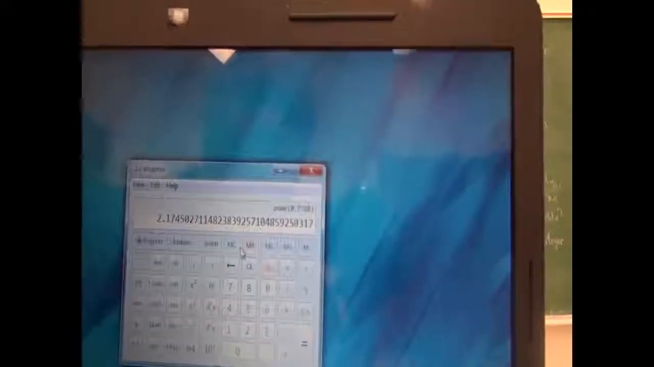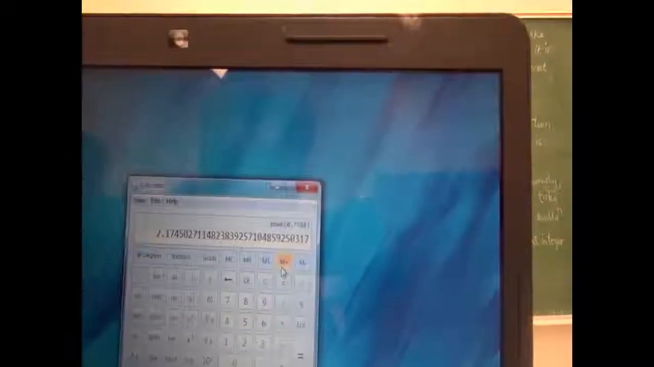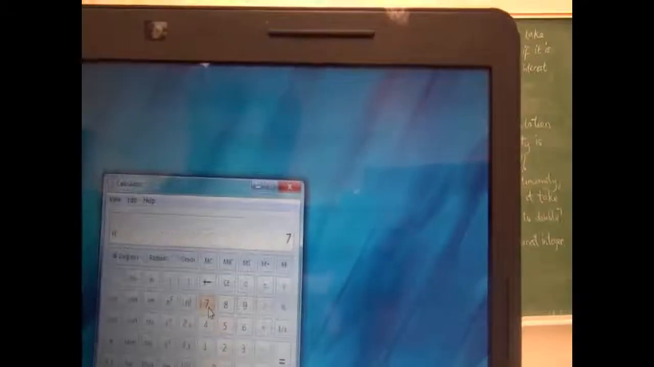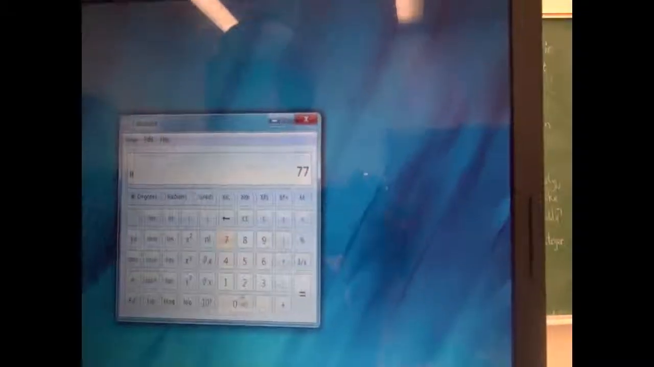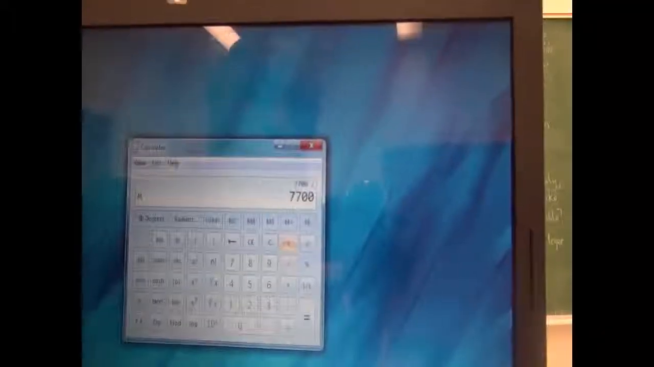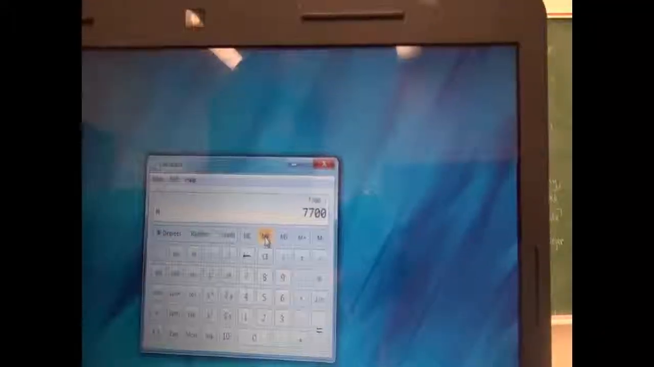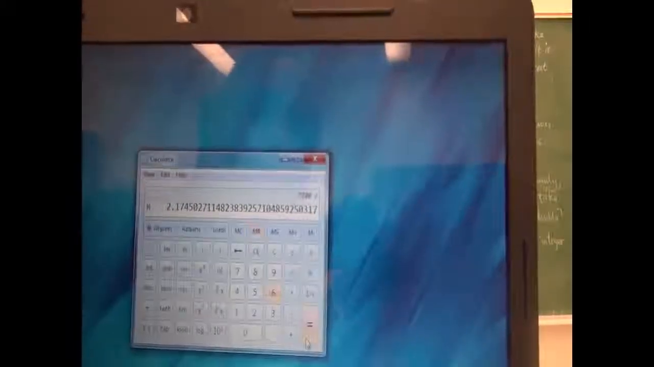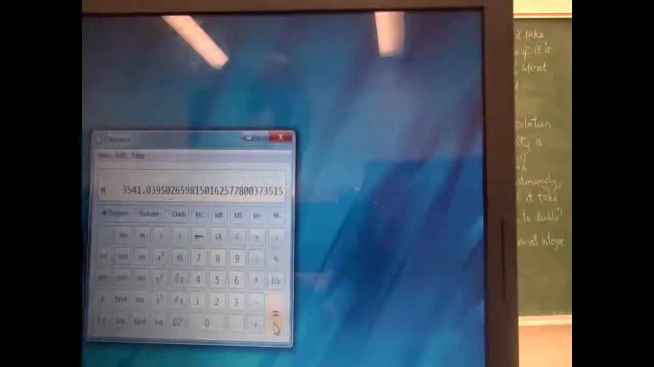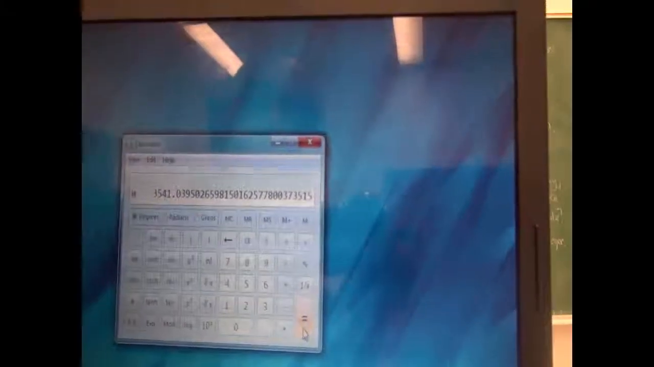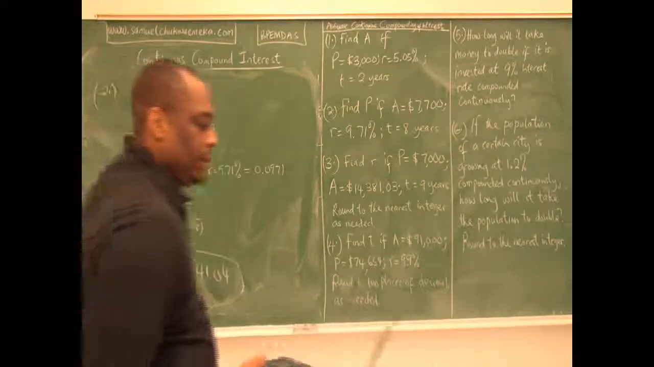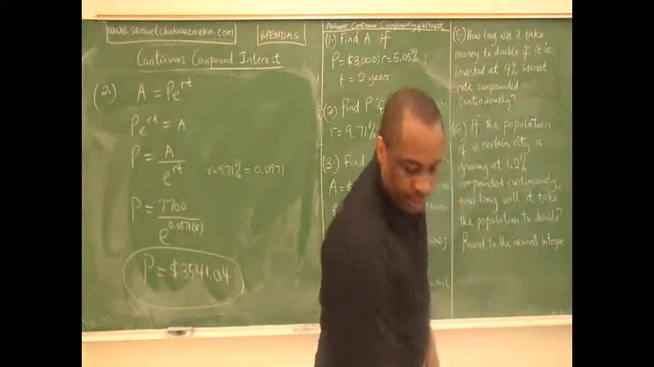So I will store it on memory. I will say memory M plus. I'll store it on memory. Then I'll now do 7700 divided by recall memory, MR. Okay, and I'll press this. So 7700 divided by, I press MR, memory recall, and I press that, and it gave me the answer. Okay, so just play with it.